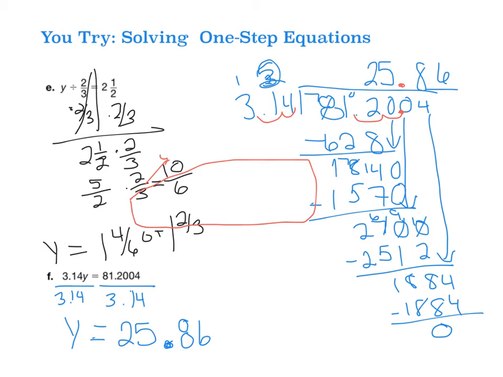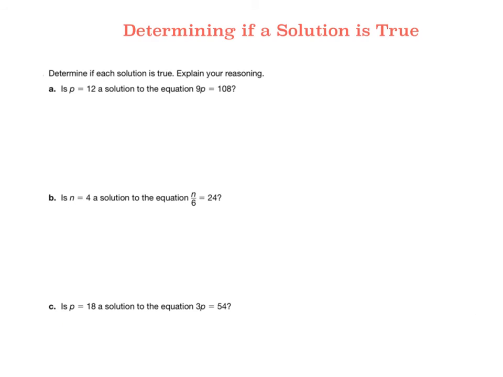I also wanted to point out that when I was dividing decimals, I moved the decimal in both the denominator and the numerator, the same amount of place values. We have done determining if a solution is true in the previous video with adding and subtracting. Now we are going to do it with multiplication and dividing. I'm going to do the first 2 as examples, and I will leave the last one for you to do on your own.